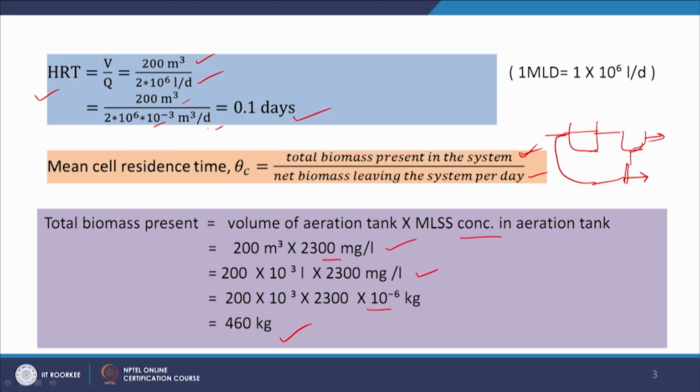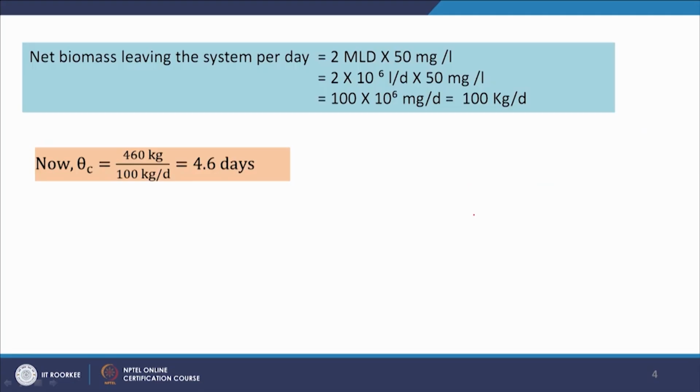So, the denominator we have to calculate. Net biomass leaving the system per day is equal to 2 MLD into 50 mg per liter, that is 2 into 10 to the power 6 liter per day into 50 mg per liter, that is equal to 100 into 10 to the power 6 mg per day. So, that is 100 kg per day, and theta c is equal to 460 kg by 100 kg per day. So, that is equal to 4.6 days.